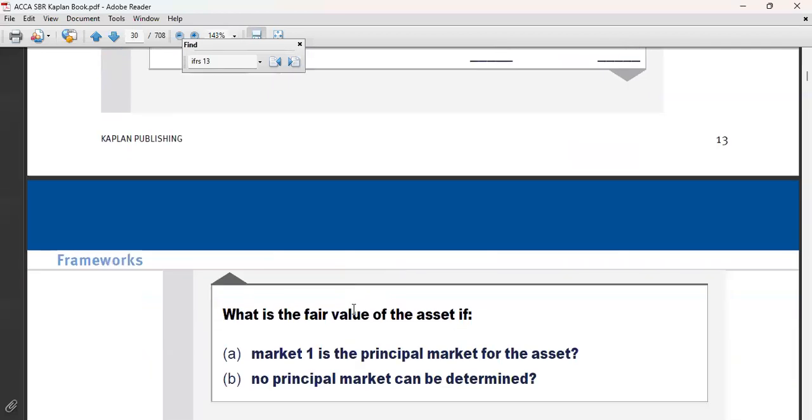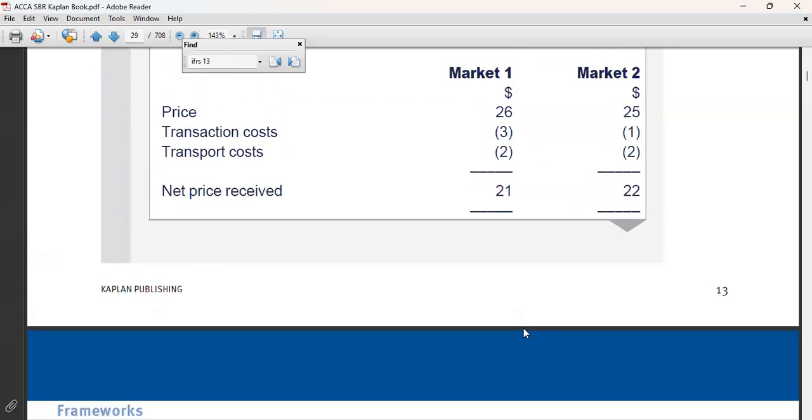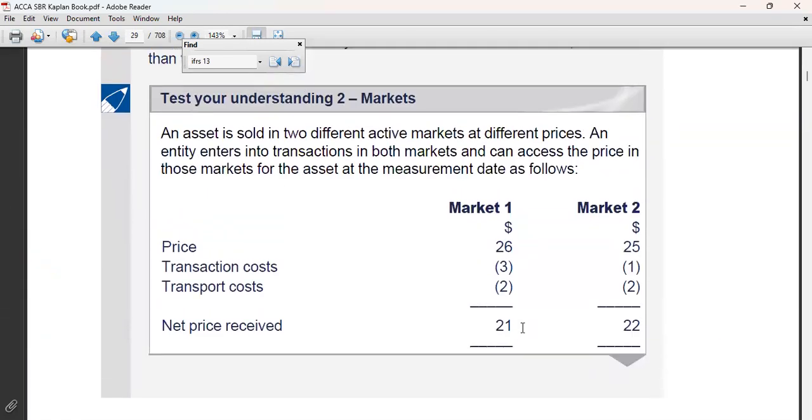All right. Then we come here. It says, what is the fair value of the asset if market 1 is the principal market of the asset? And what is the fair value of the asset if there is no principal market? Okay, so that's the question. So number 1, the value of the asset if market 1 is the principal market, and number 2, the value of the asset if there is no principal market.